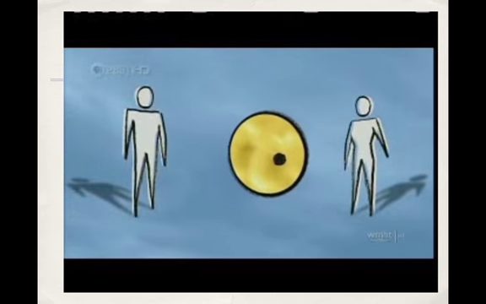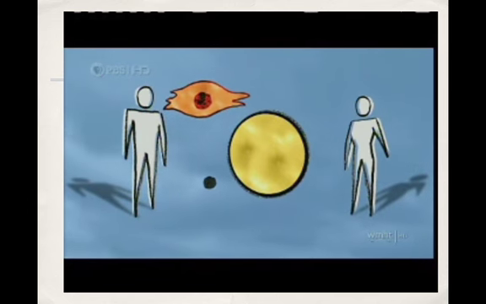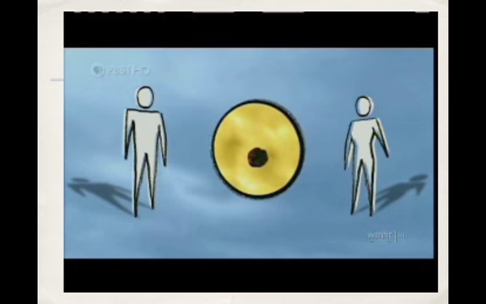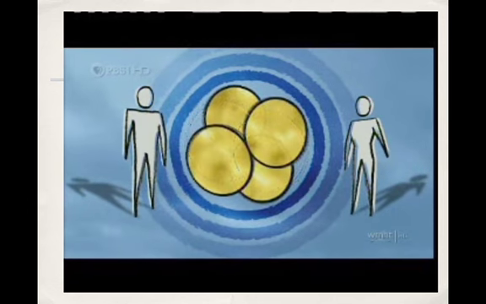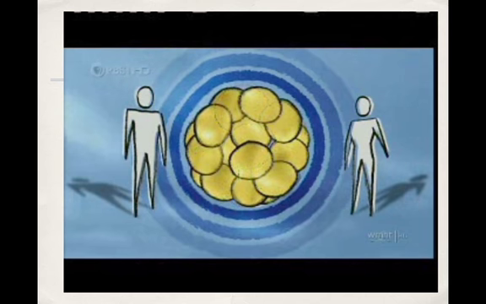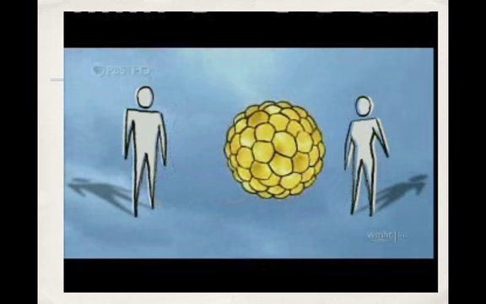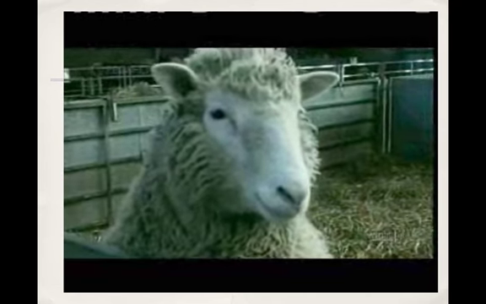Start with an egg from a woman's ovary, remove its genes or DNA, then take a cell, like a skin cell, from a patient and put its DNA into the egg. This is called nuclear transfer. Add a few chemicals and the egg starts to divide just like a fertilized egg. After a few days, it becomes a blastocyst, a ball of about 50 to 200 cells. If you wanted to clone a person, then you'd have to place the blastocyst in a woman's uterus. A similar process was used to create the famous sheep Dolly.